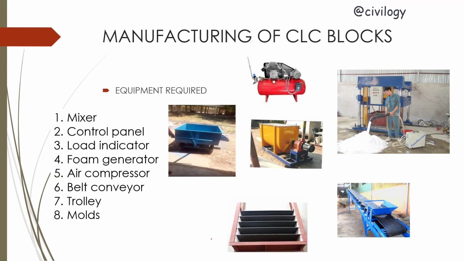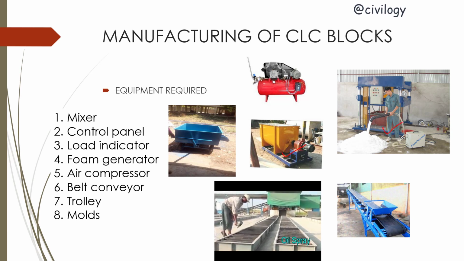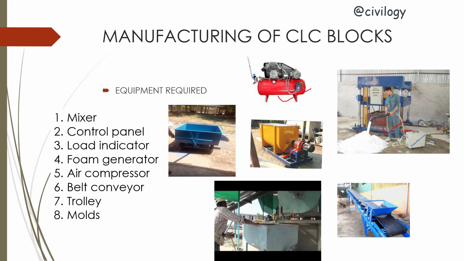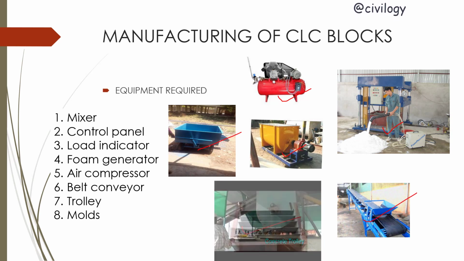Manufacturing of CLC blocks. In these equipments we use a mixer, control panel, load indicator, and foam generator. This is the foam generator and air compressor. Next, belt conveyor and trolleys and also molds.